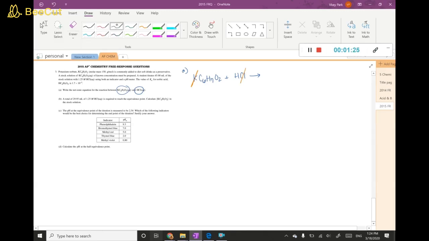So I end up with C6H7O2 minus plus H plus, and if I put these all together, I end up with C6H7O2H, okay? And that is my sorbic acid. So I have my sorbic acid, and that's the net ionic equation. And let's continue with B.